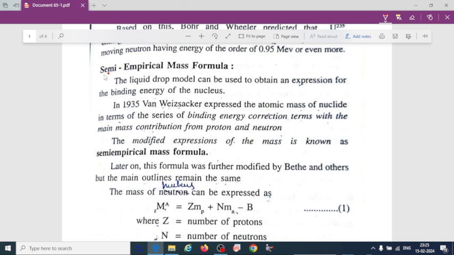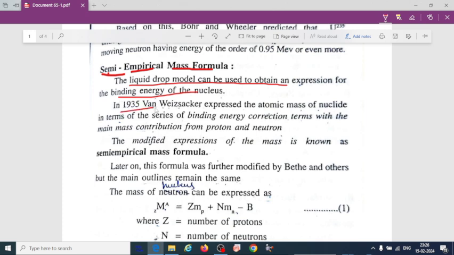This is a very important topic from nuclear physics, that is the semi-empirical mass formula. According to the liquid drop model, which can be used to obtain an expression for the binding energy of the nucleus. The liquid drop model is one of the models used to explain the properties of the nucleus. So according to this model, we can derive the equation for binding energy.